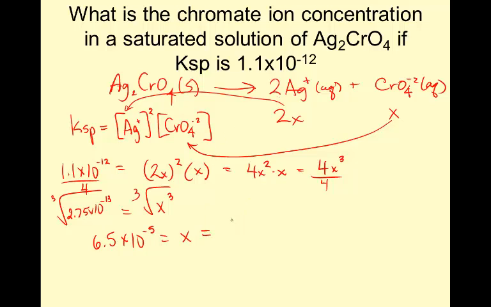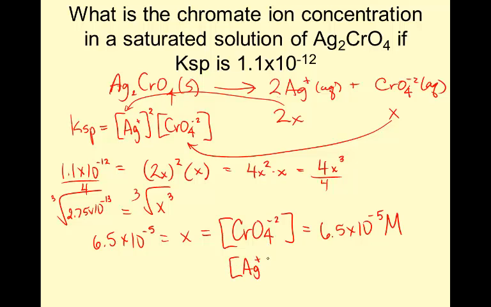X is the concentration of chromate. So what's the concentration of chromate? 6.5 times 10 to the negative fifth molar. Right? Hey, what if I ask for the concentration of silver? Well, the concentration of silver is twice that, even though it doesn't ask for it. Concentration of silver is 2 times 6.5 times 10 to the negative fifth. Right? Molar. Yeah, keep that in mind.